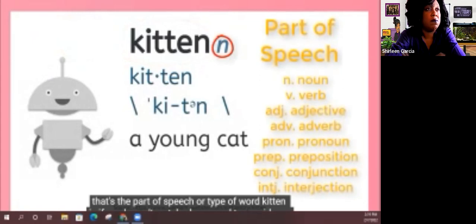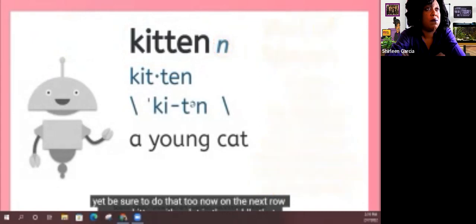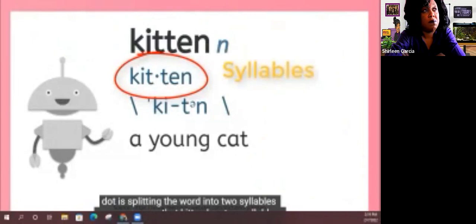That's the part of speech or type of word kitten is. If you haven't watched our word types videos yet, be sure to do that too. Now, on the next row, we see kitten with a dot in the middle. That dot is splitting the word into 2 syllables, so you can see that kitten has 2 syllables, kit-ten.